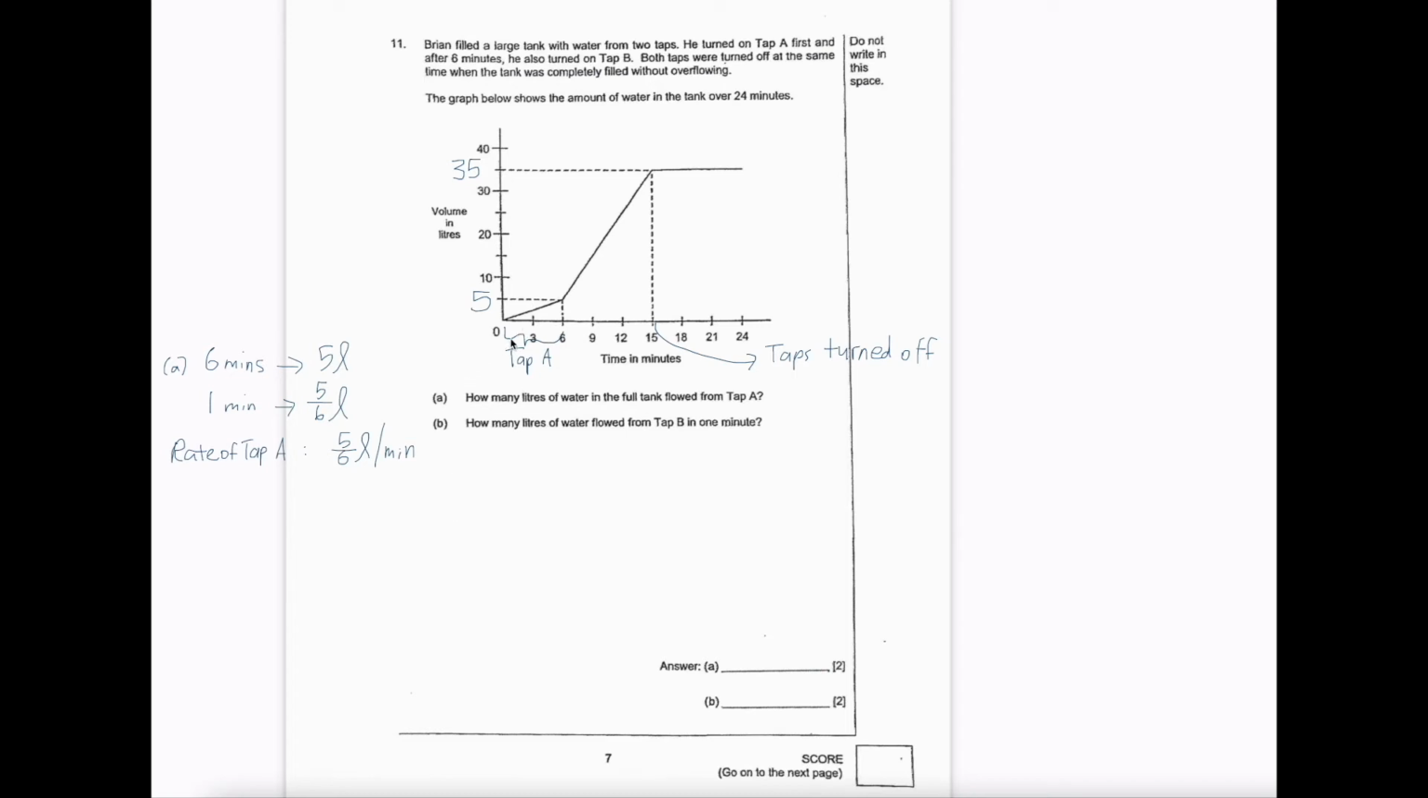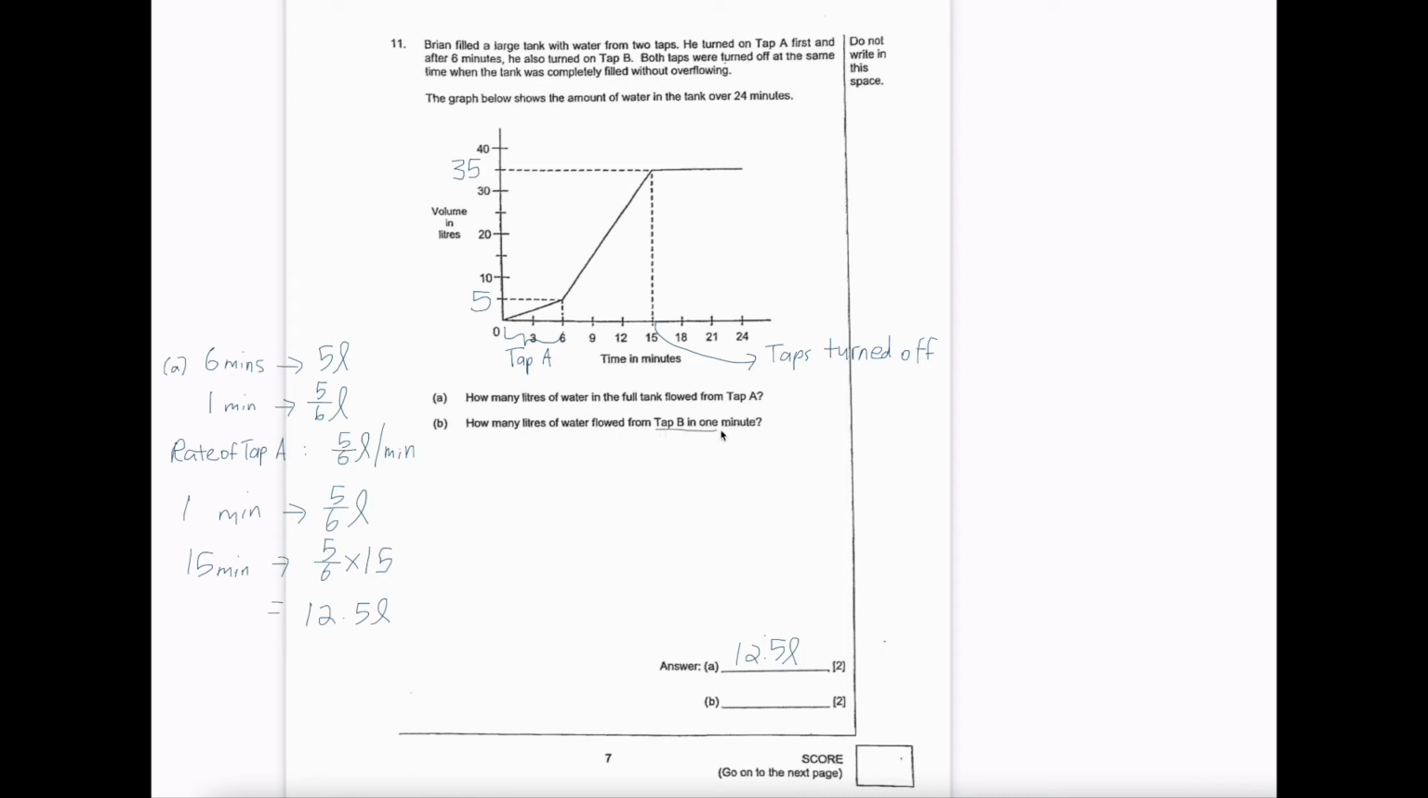So how many minutes was tap A turned on? It was turned on from here to here, correct? So 1 minute is 5 over 6 liter. How much is 15 minutes? We can just take 5 over 6 multiplied by 15. My answer will be 12.5 liters. Just be very careful. Tap A was turned on from 0 to 15. So once I have the rate, I can just times 15 to find out how much water was actually pumped in by tap A.